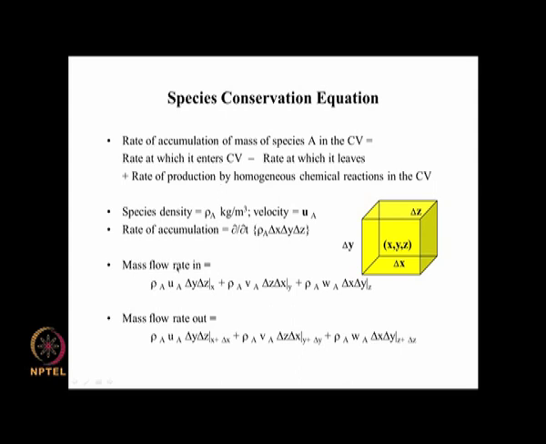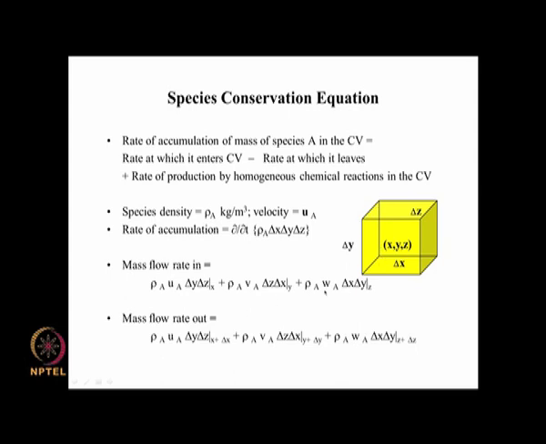And the mass flow rate in is what is coming in through the left face, through the bottom face and through the back face, and in each case we multiply rho times the velocity component perpendicular to that particular surface times the area of that particular face. For example, if you take the left face, the area of that face is delta y times delta z, and the density is rho A at x and UA at x, because this whole face is located at x.